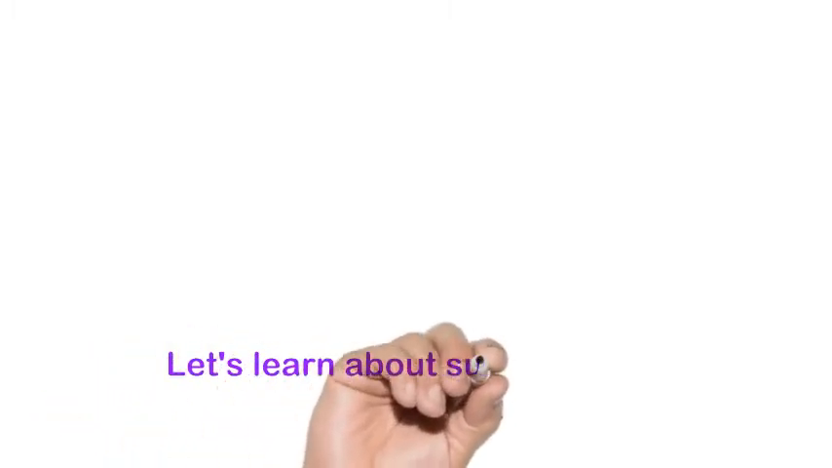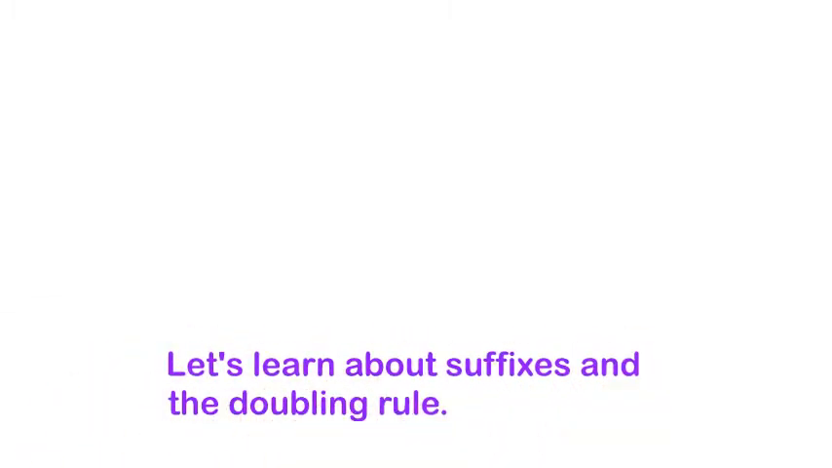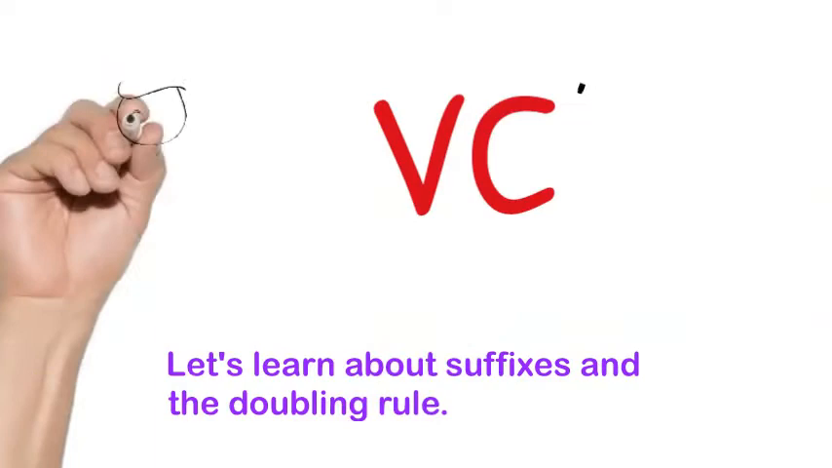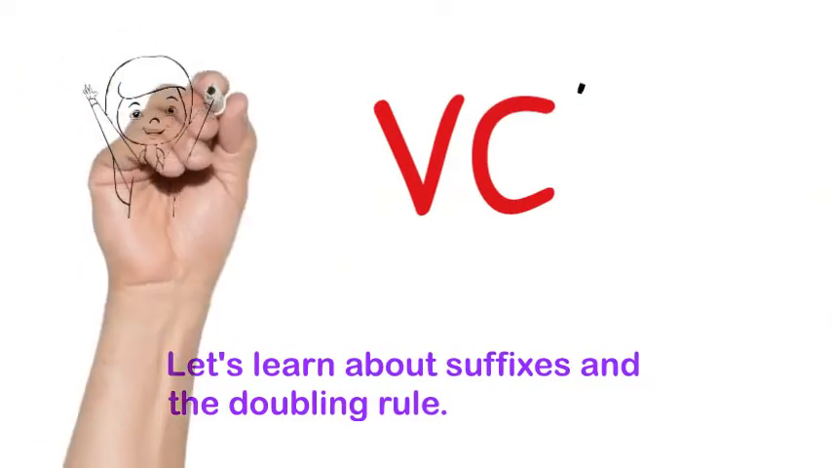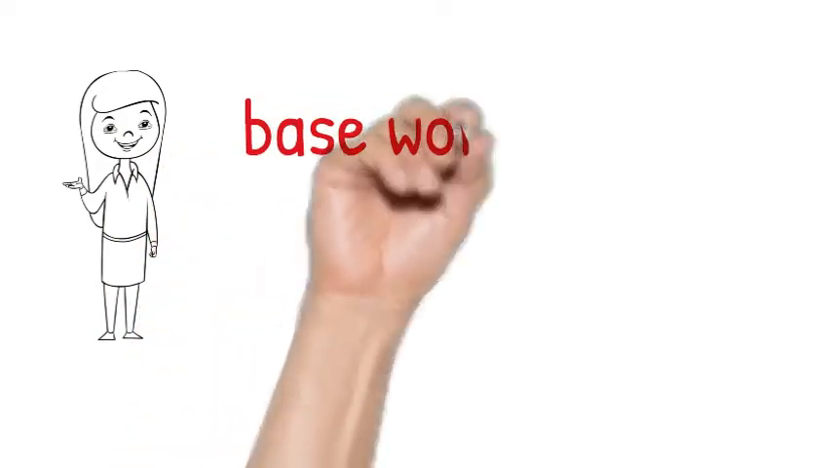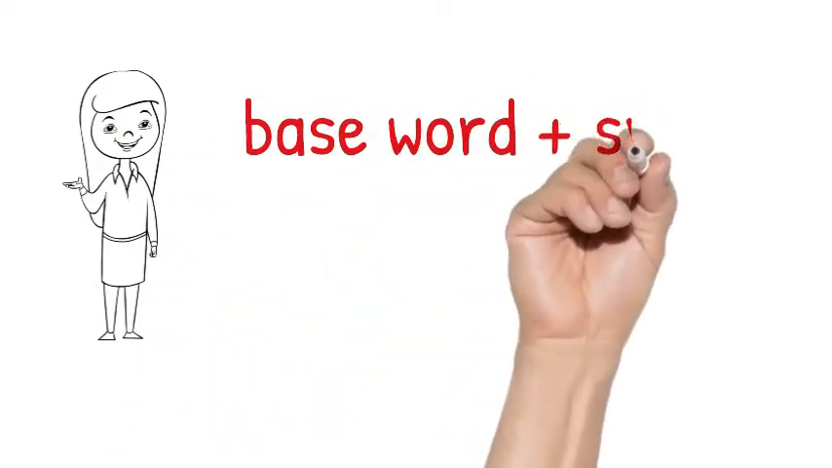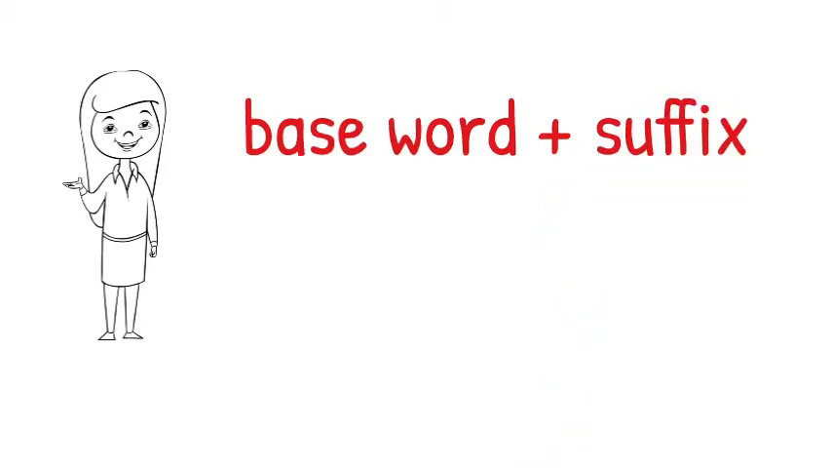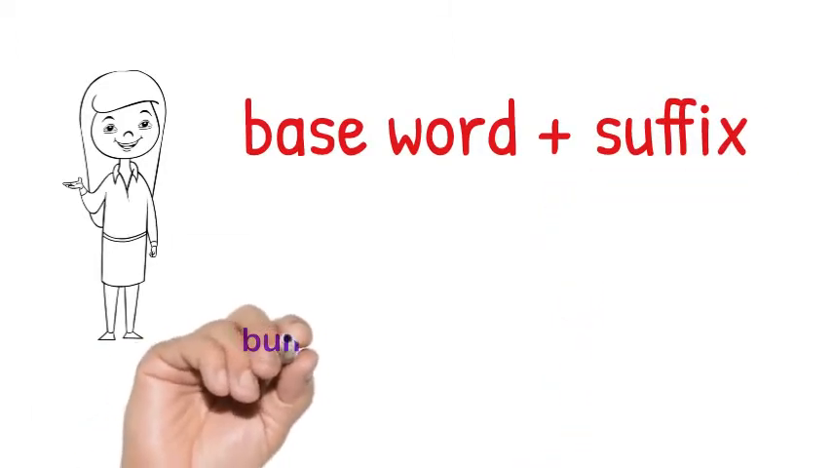In this lesson, we're going to learn more about suffixes and the doubling rule. Once you learn the doubling rule, you will be able to spell many words. A base word is the simplest form of an English word. So if you have a base word and you want to change the meaning of it, you could add a prefix or a suffix. A suffix is added to the end of a base word and it changes its meaning.